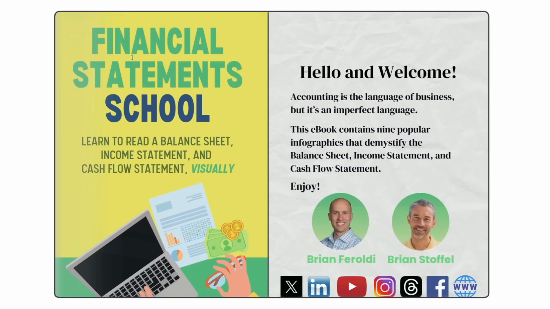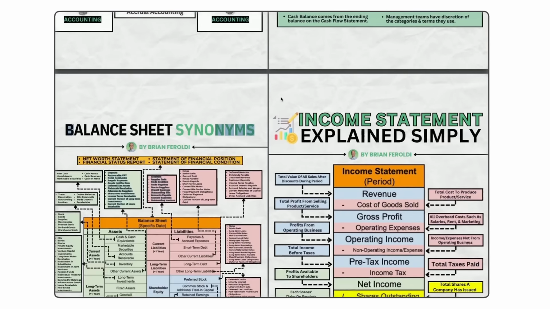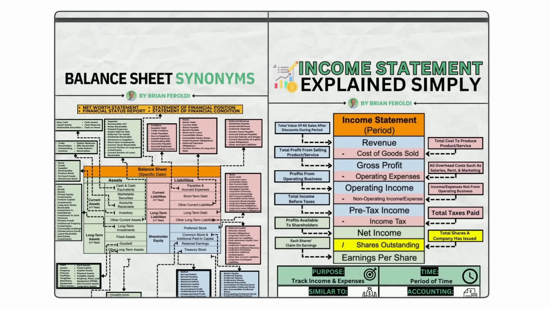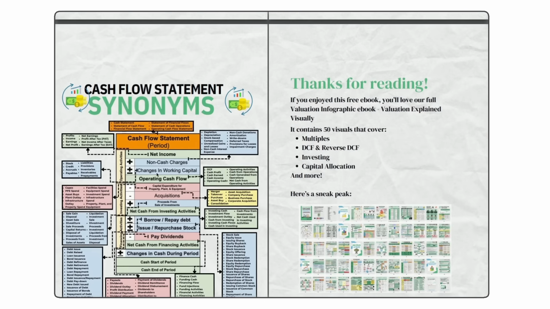Now, as you may have noticed, not all companies use the same names, terms, and categories when they're generating their financial statements. And that's true of the income statement, cash flow statement, and balance sheet. To make things easier to understand, I created a free ebook called Financial Statement School, which has an overview of the 3 financial statements, as well as all of the synonyms that you may find on a company's balance sheet, income statement, and cash flow statement.